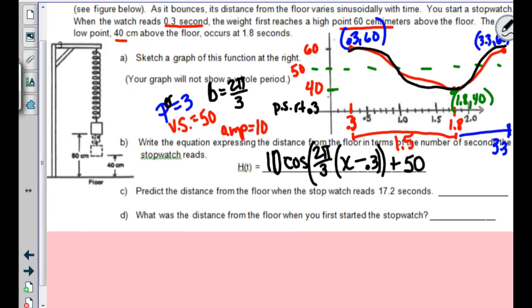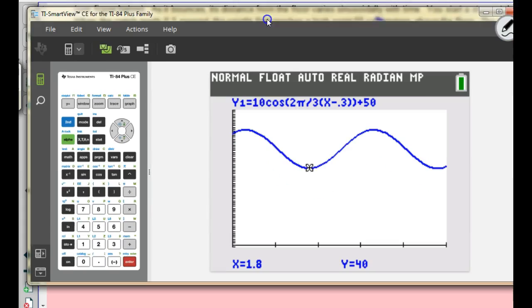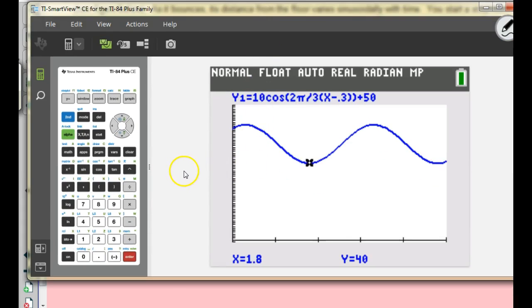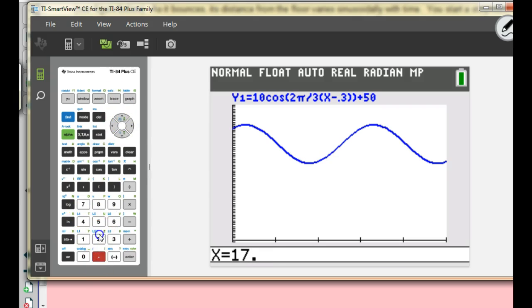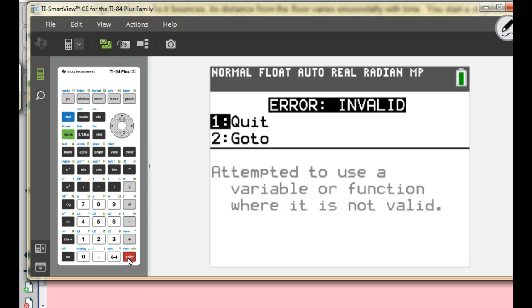Okay, two ways to do that. Anybody tell me? Okay, I can trace, but 17.2 isn't going to work on mine. Do you remember why it didn't work? It's not in my window, yeah.